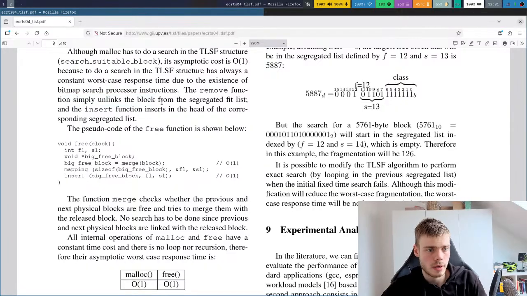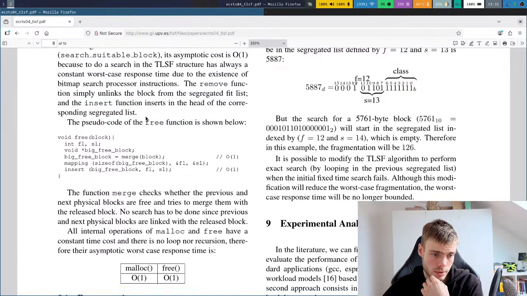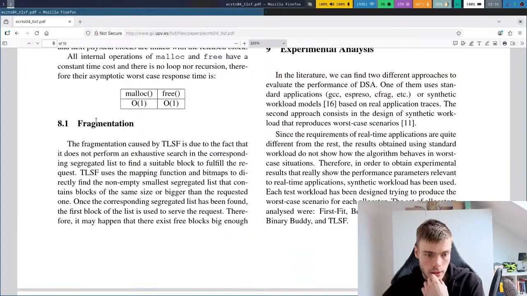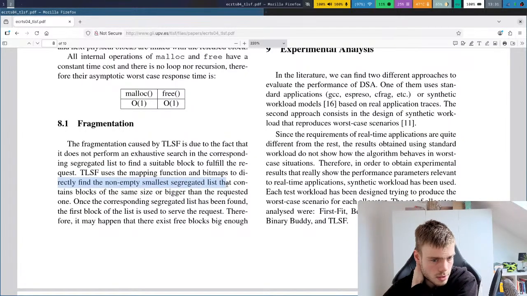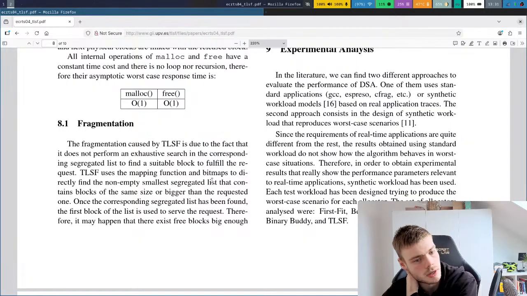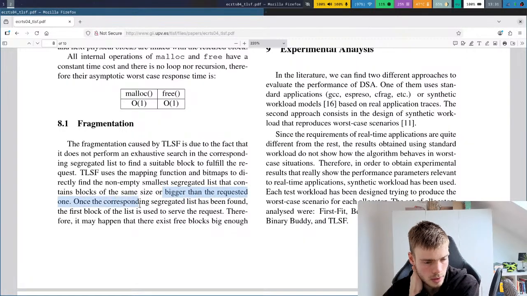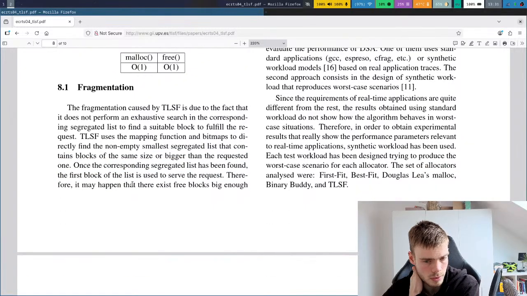The remove function simply unlinks the block from the segregated fit list, and the insert function inserts at the head of the corresponding segregated list. The pseudocode of the free function is... Okay, so this is only the implementation. The fact that it does not perform an exhaustive search in the corresponding segregated list to find a suitable block to fill the request. The TLSF uses the mapping function and bitmaps to directly find the smallest non-empty segregated list. It contains blocks of the size requested or bigger. Once the corresponding segregated list is found, the first block of the list will serve the request.